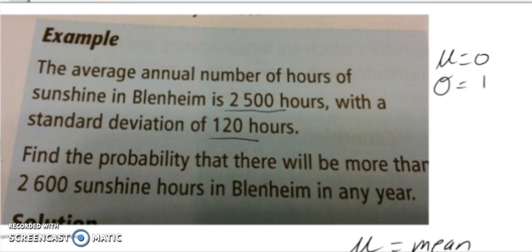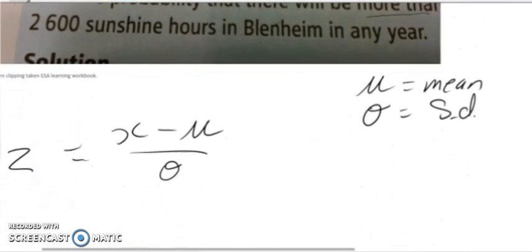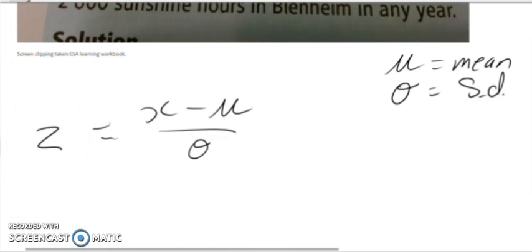Okay, so we want to find the probability that there will be more than 2,600 sunshine hours in Blenheim in any one year. So let's look at the formula. We need to find a z-score. Remember, it's like a standard deviation, but it's been standardized from any mean and any standard deviation so that we have a z-score again, and we can use the table. This little symbol means the mean, and this one means the standard deviation.